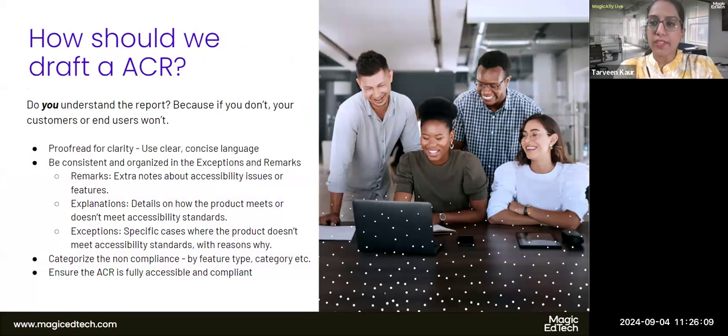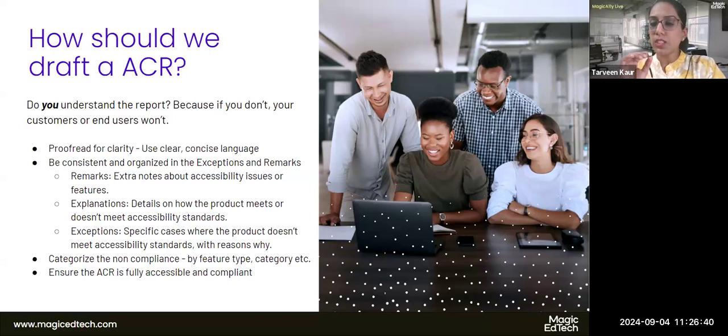How should we draft the ACR? What should be the process mechanism around it? First of all, you need to understand that this is not an internal document. This is for your end user. He would not know your product the way you know it. So just try to be concise, clear, and easy to report. Proofread for clarity, use clear information, concise language, be consistent and organized, specifically for the remarks and explanation section.